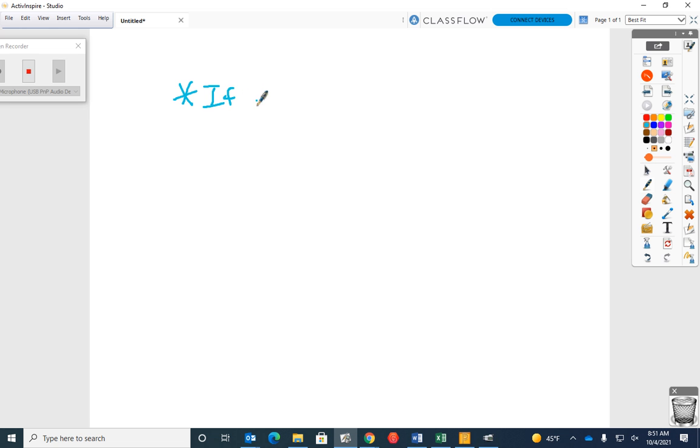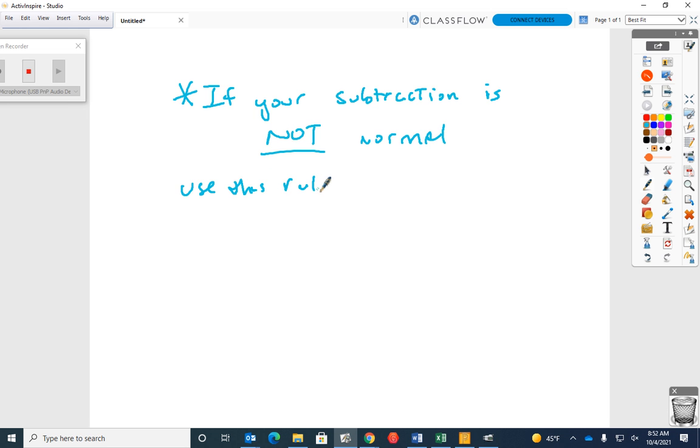If your subtraction problem is not normal, use this rule. This is very similar to, who remembers what happens if you divide fractions? What's my rule for dividing fractions? Copy, dot, flip. You remember that? This is similar to that.